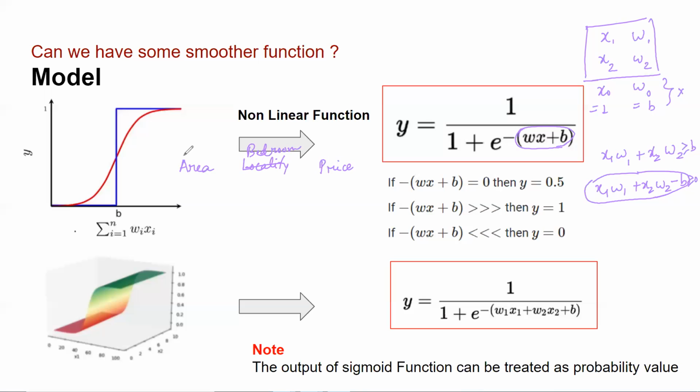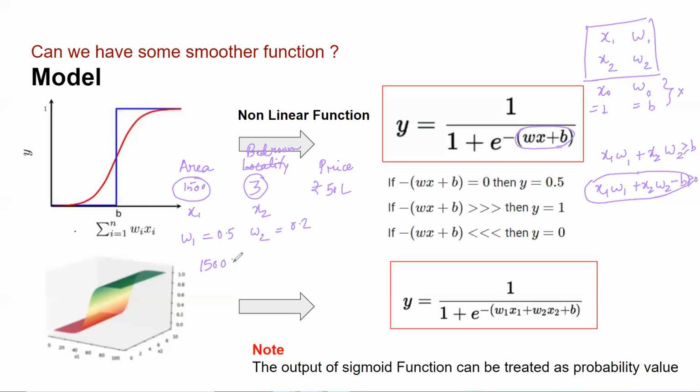I'm taking only one observation. Let's say area is 1500 square feet, number of bedrooms is 3, and the price is around rupees 50 lakh. So what is your x? This is your x1, this is your x2. Corresponding to this x1 and x2, there will be w1 and w2. Let's say w1 is equal to 0.5, w2 is equal to 0.2. If you put these values into this equation, what will be the output?